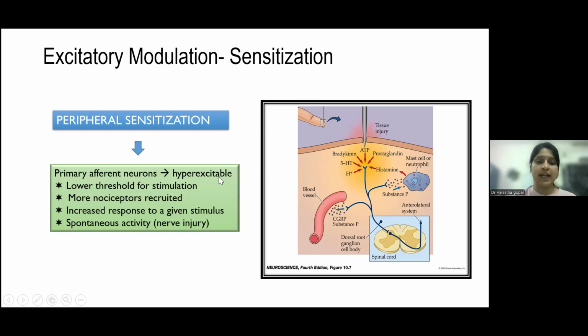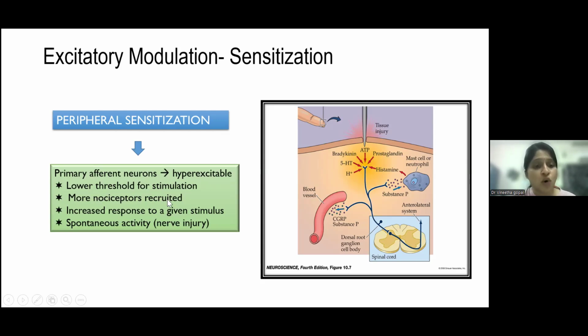becomes hyper-excitable. Hyper-excitable in the sense that there is a lower threshold for stimulation. Earlier, for example, a force of 10 newtons was needed to activate the receptor, just as an example. But now even a force of 5 newtons can activate the receptor. So, lower threshold for stimulation.